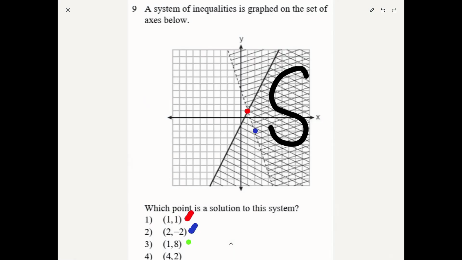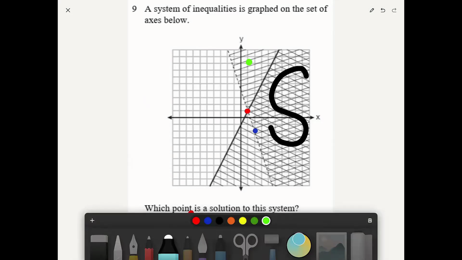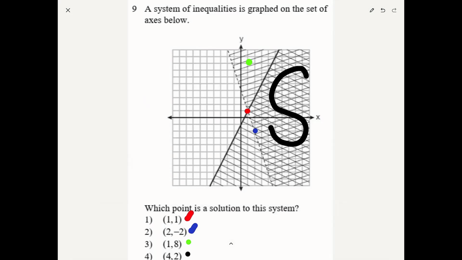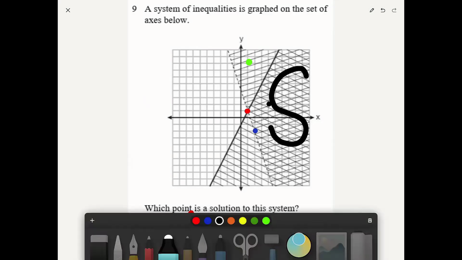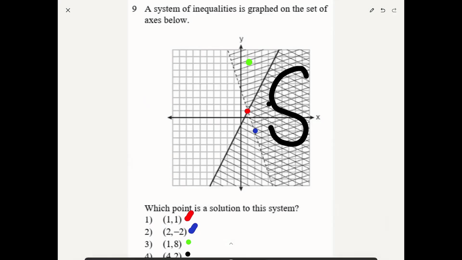That means I go over 1, and then up 1, 2, 3, 4, 5, 6, 7, 8. I'm going to be up here. And then the last one, let's make that just black. That's going to be 4, 2. So 1, 2, 3, 4, then 1, 2. It's going to be right here. Now, it's clear to me that the only one that's in the solution set is number 4.